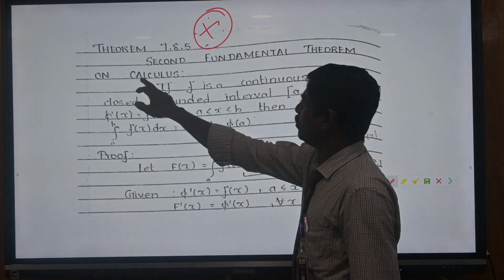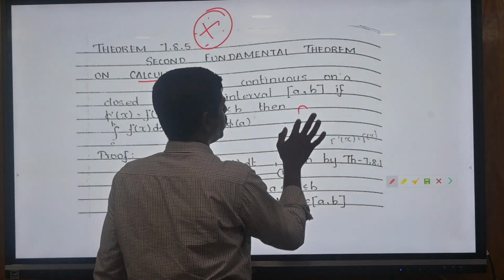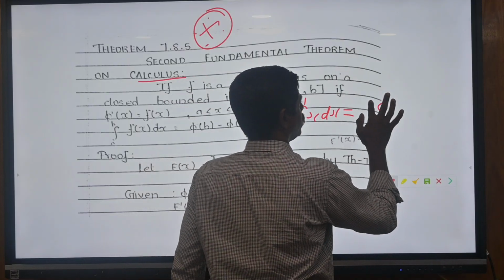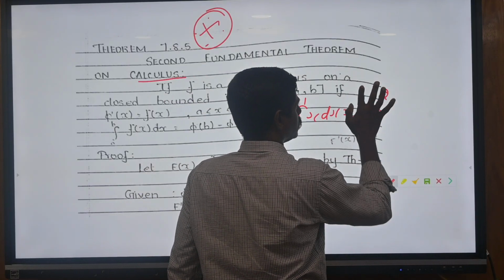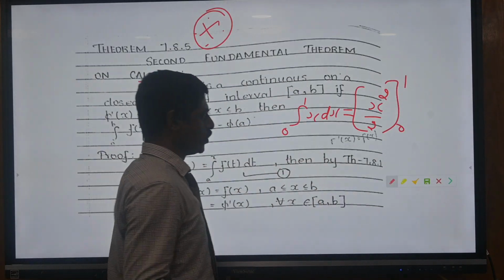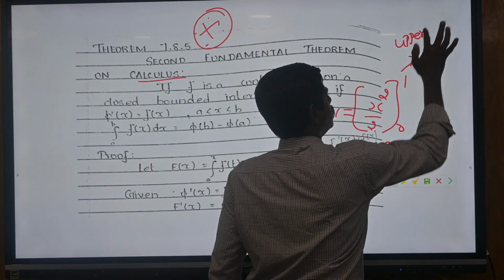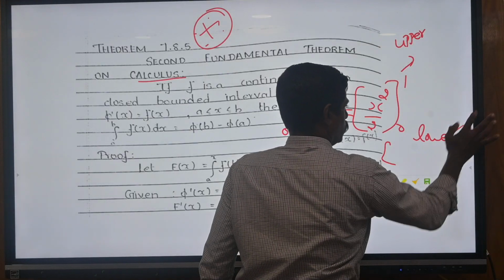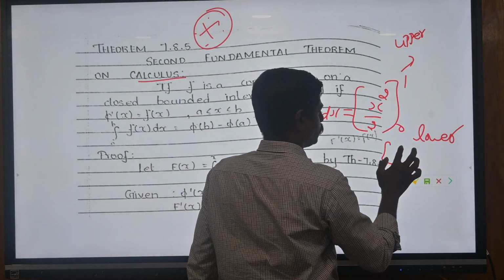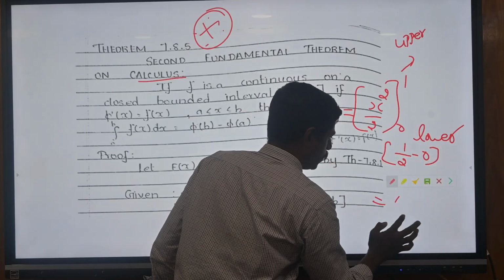Second fundamental theorem of calculus. Very important. This is very simple. We usually do it at school level. When you integrate x dx from 0 to 1, what happens? You know the integral is x square by 2, from 0 to 1. Usually what do we do? Upper limit minus lower limit. This is called upper, this is called lower. Wherever there is x you substitute the value. So in the place of x you substitute 1: 1 square becomes 1, so 1 by 2 minus 0, equal to 1 by 2.